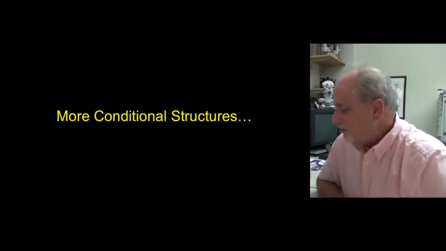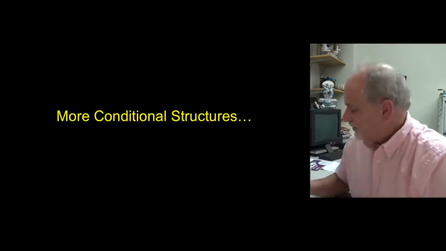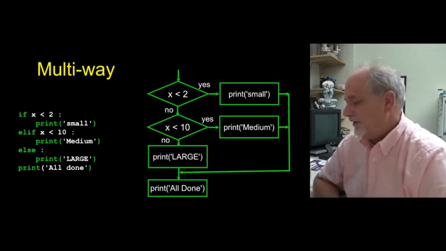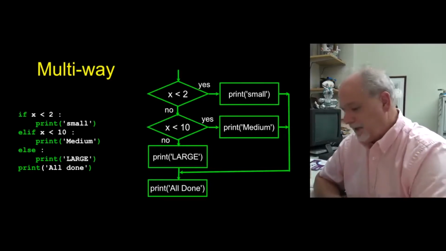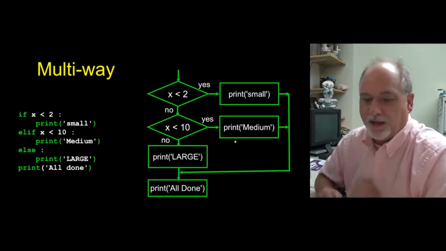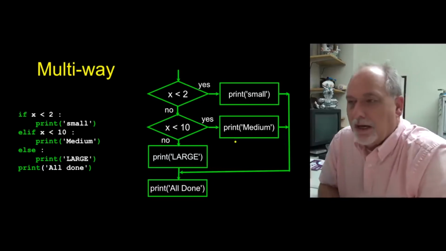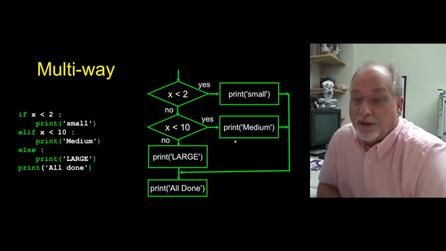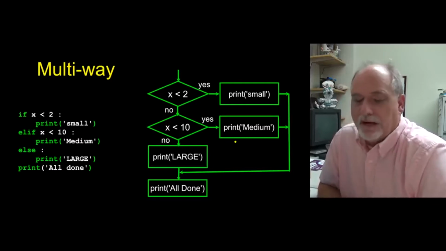So welcome back. Let's talk a little bit more about some more complex conditional statements that build on this concept of if and if then else. The first thing we're going to look at is the multi-way branch. The idea is it's kind of like the if then else where you pick one of two, but now we can pick one of three or one of four or one of five.